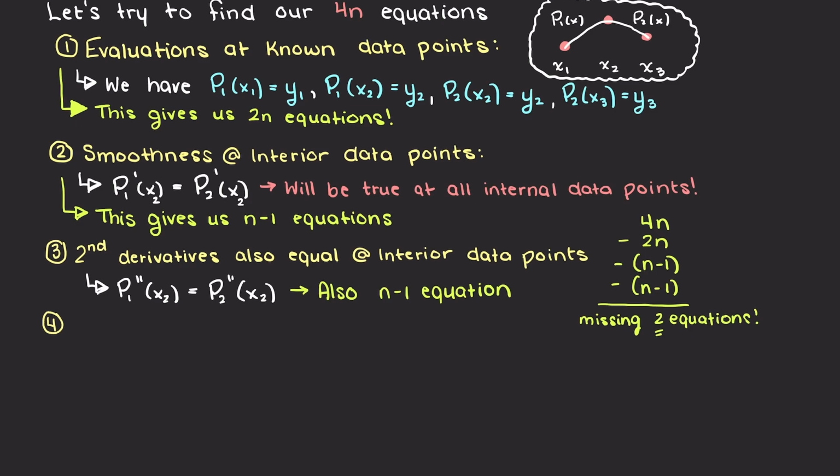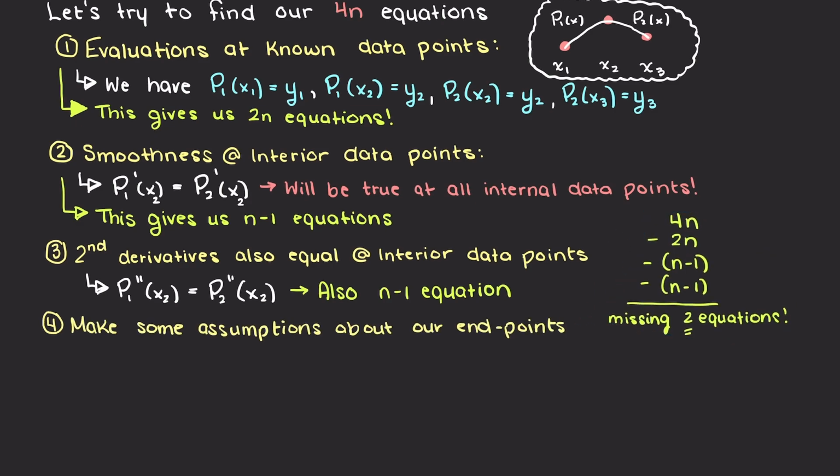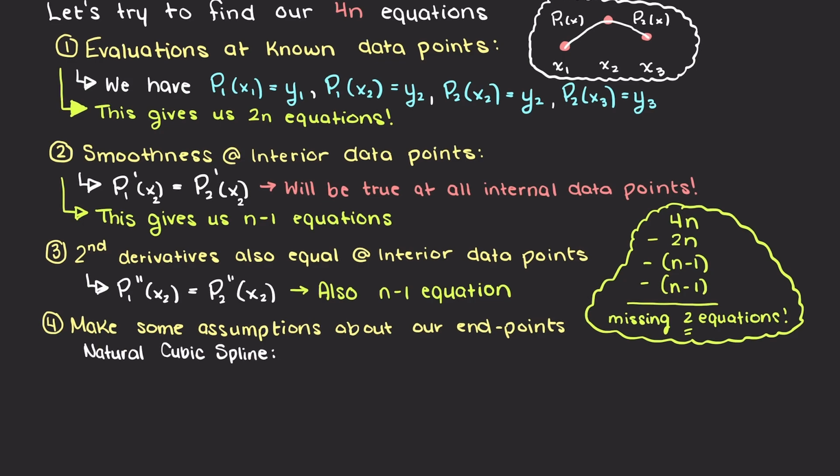We have some options at this point. However, the most common way to find these 2 missing equations is through making some assumptions about the endpoints of our piecewise spline function, much like we did for the quadratic spline interpolation. The first common approach is a natural cubic spline, which ensures that the curve is continuous and has 0 second derivatives at the endpoints of each interval. Therefore, we get two equations by setting our first and last data points' second derivatives to 0.